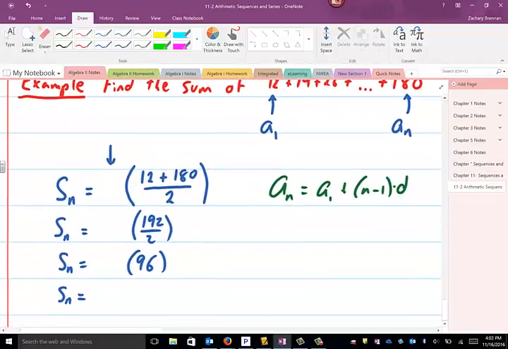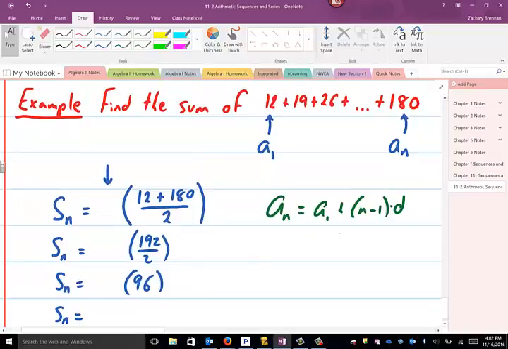And let's ask ourselves if we know all the pieces we need. A sub 1 I do, that's 12. Plus, and here's my parentheses, I don't know n, that's what I'm trying to find. D, the common difference, I already said that earlier, that was adding 7 every time. And then a sub n, well, that's that last term that I'm talking about. I don't know what numbered term that is. So how about we just put the 180 in for a sub n? And now when I solve this, I should have my n.